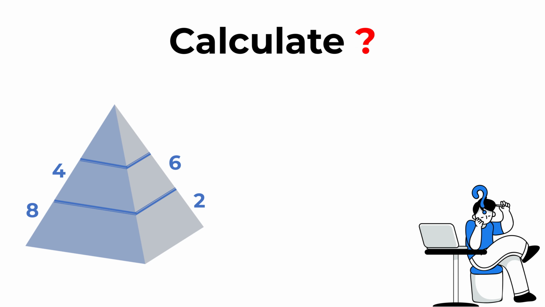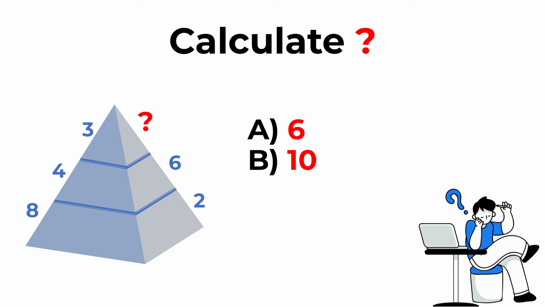And in the top layer, you have number 3, and on the other side of the pyramid, you have a question mark. And this question mark can be one of those 4 values. Your choice A is 6, choice B is 10, choice C is 7, and choice D is 2. Do you see the answer? Give yourself a little bit of time.